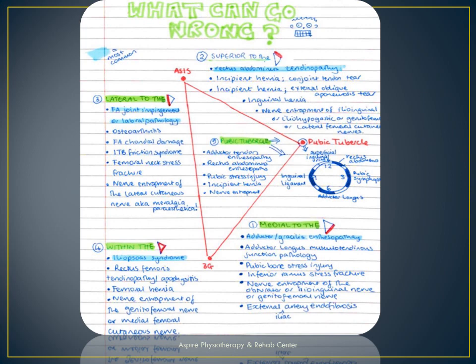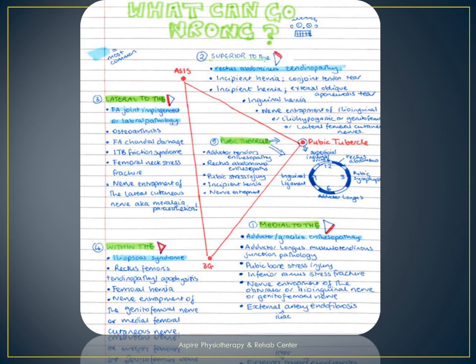But now we'll focus on the lateral part. So the lateral border, which starts from ASIS and ends at 3G, what all pathologies can we see in that? So femoroacetabular joint impingement is very common, or labral pathology. So whenever you are treating or assessing side or lateral pain, you should look out for these injuries.